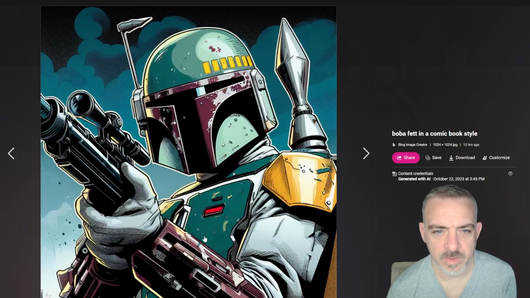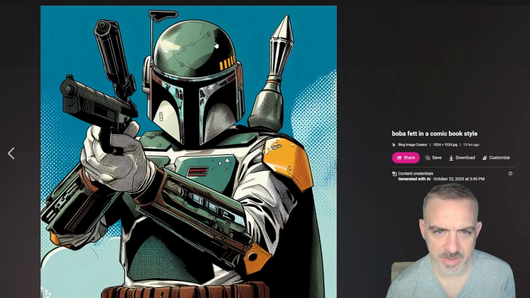They missed a dent in every one of these. These are great images though. He's got some cracks in his helmet here, and I have no idea what's going on with his blaster. This part of it looks like just a handgun. This part looks like a blaster from Star Wars. Not sure what's going on. Let's see if ChatGPT can give us hopefully a dent in the helmet.